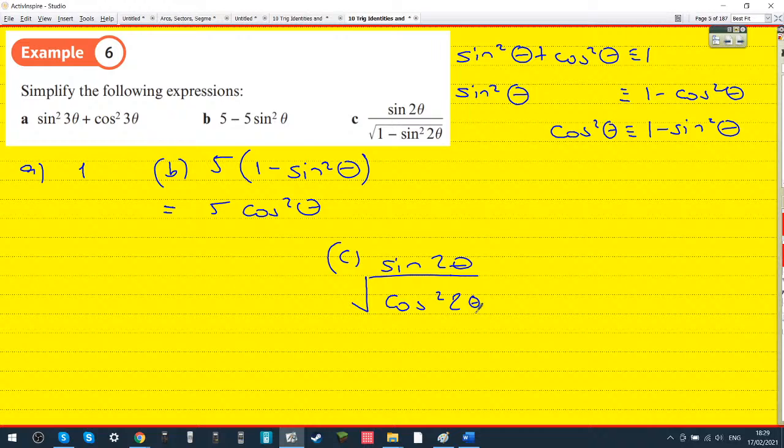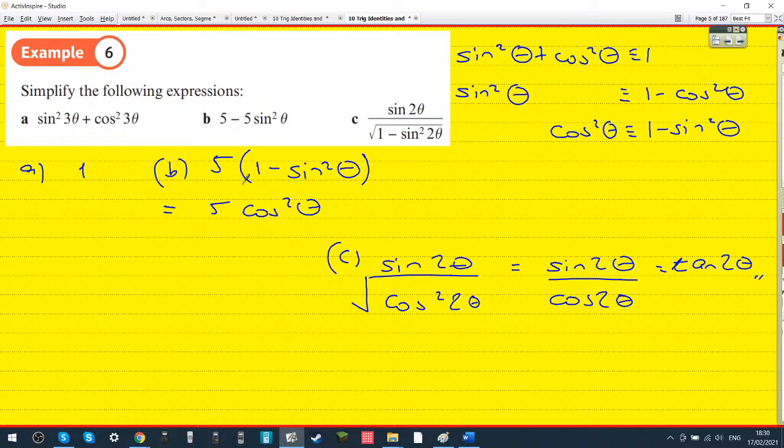The 2's cancel out by any chance? Probably not. Squared and square root. Sorry? You have squared and square root. Oh, do you get cos 2 theta? Yeah, those two cancel each other out. And so you're left with sine 2 theta over cos 2 theta. Any idea what is sine over cos? No. It is tan 2 theta.